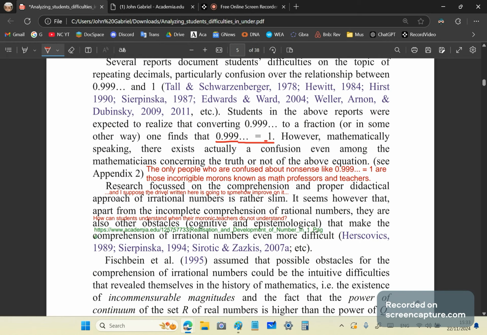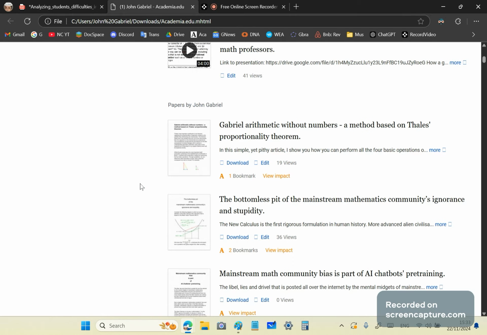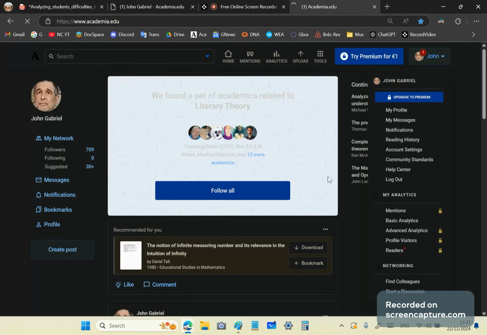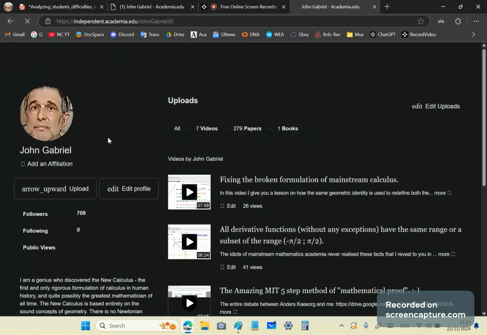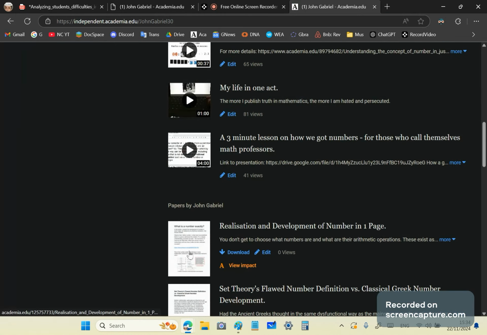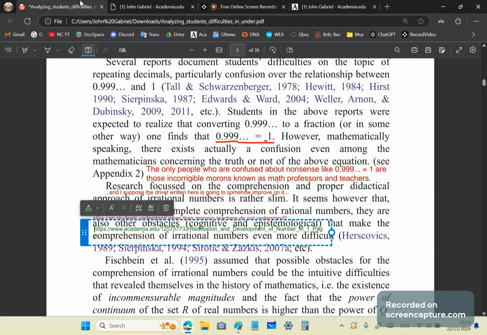And you can get an idea of why that's wrong by studying this article down here, Realization and Development of Number in one page. Okay, so in one page you can understand number. Just go to this link. That's it. That's all you need to do. Realization and Development of Number on my site here. Here it is. Well, let me go to another one. That hasn't been updated yet. So if we go to this one here, you'll see it in a moment. Okay, so here it is, Realization and Development of Number in one page. This is the document you need to read.